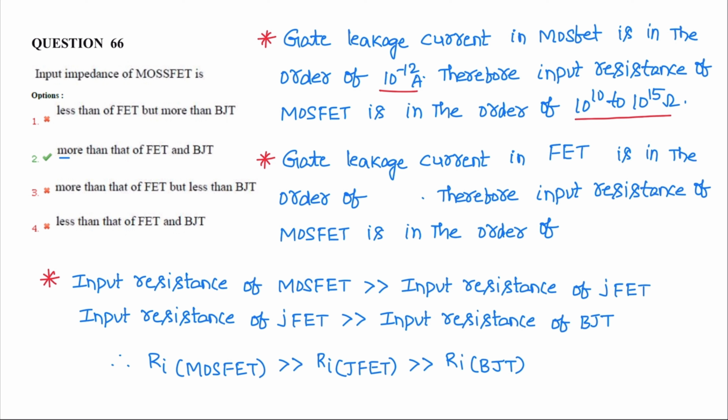Similarly, the gate leakage current in junction field effect transistor is in the order of 10 power minus 9 amperes. Therefore, input impedance is in the order of 10 power 8 ohms.